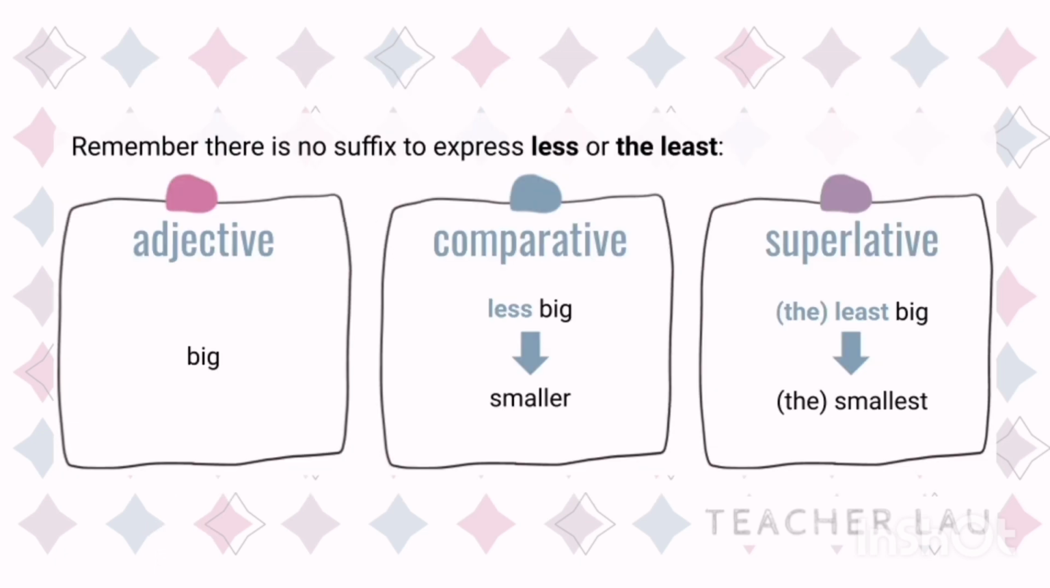No matter the length of the adjective, there is no suffix to express less or the least. So we would say less big, the least big. Although the opposite is more commonly used to express the same. Smaller, the smallest. It sounds more natural, don't you think?